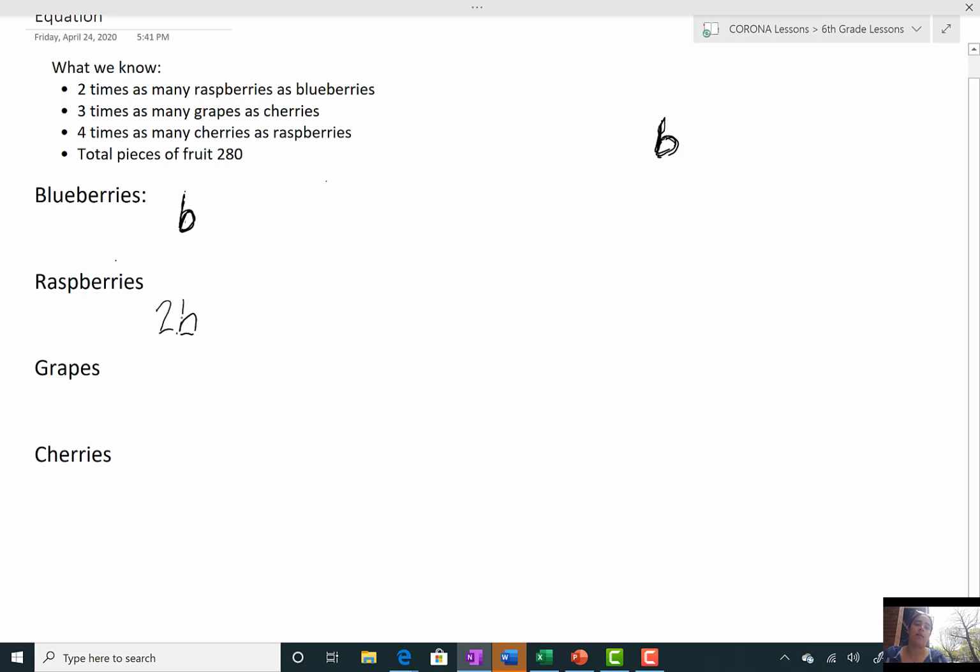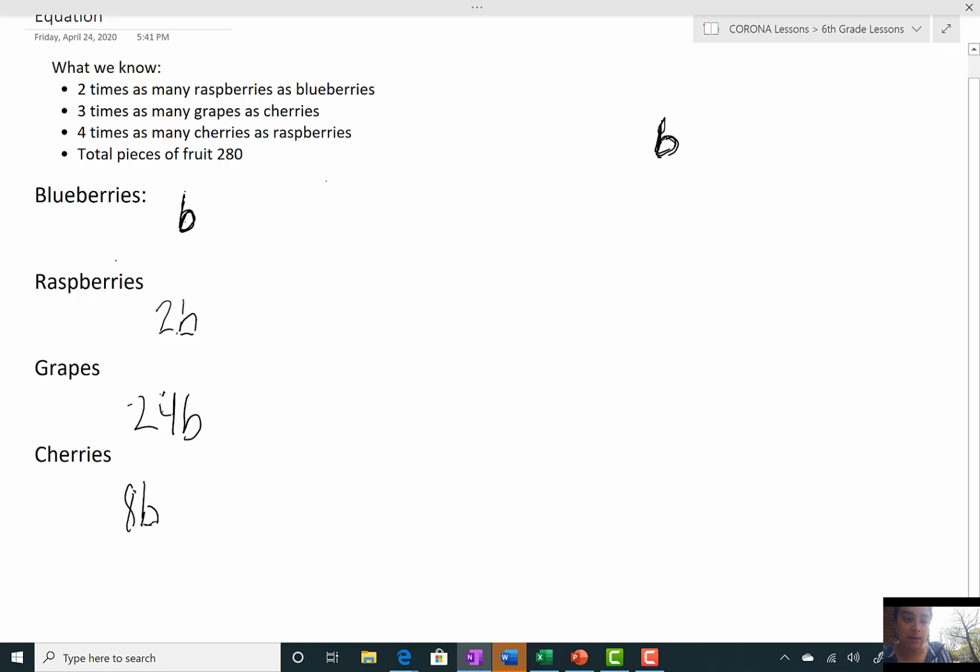Now, again, 3 times as many grapes as cherries. We haven't gotten to that point yet, so let's skip to the third part. 4 times as many cherries as raspberries. So if raspberries is 2B, then cherries has to be 2 times 4. This would have to be 8B. And now it says there are 3 times as many grapes as cherries. So if cherries is 8B and I multiply that by 3, I get 24B.